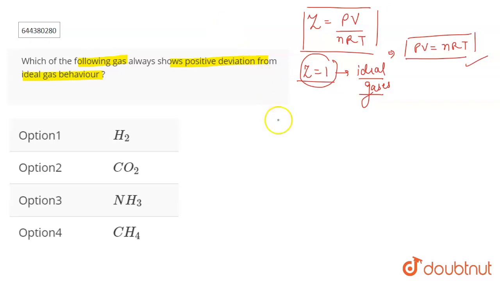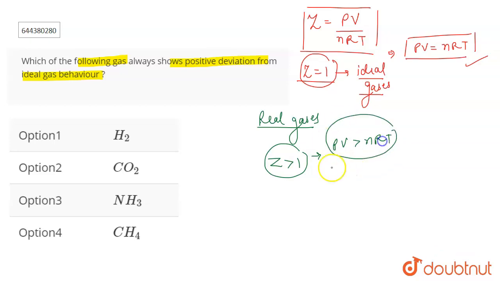Whereas, if we talk about real gases, there can be two cases. One where Z is greater than 1. So when Z is greater than 1, what happens? PV becomes greater than nRT. And in this condition, the gases show positive deviation from the ideal behavior. When Z is greater than 1, it shows positive deviation from the ideal behavior.